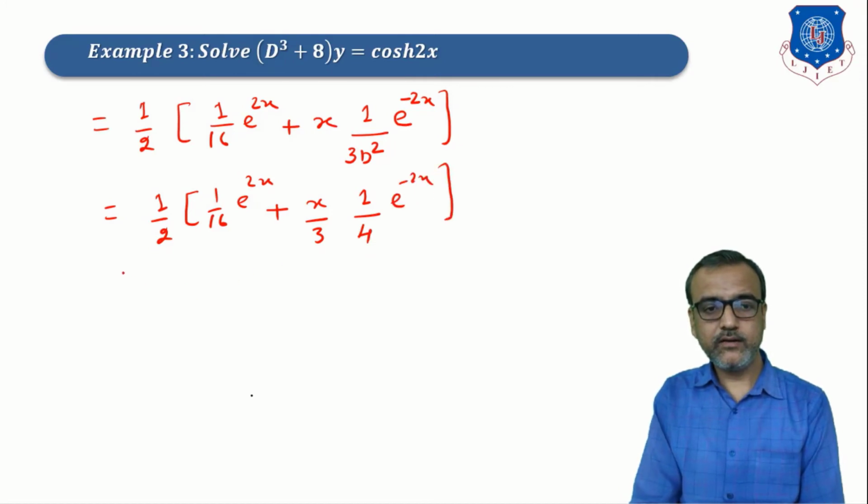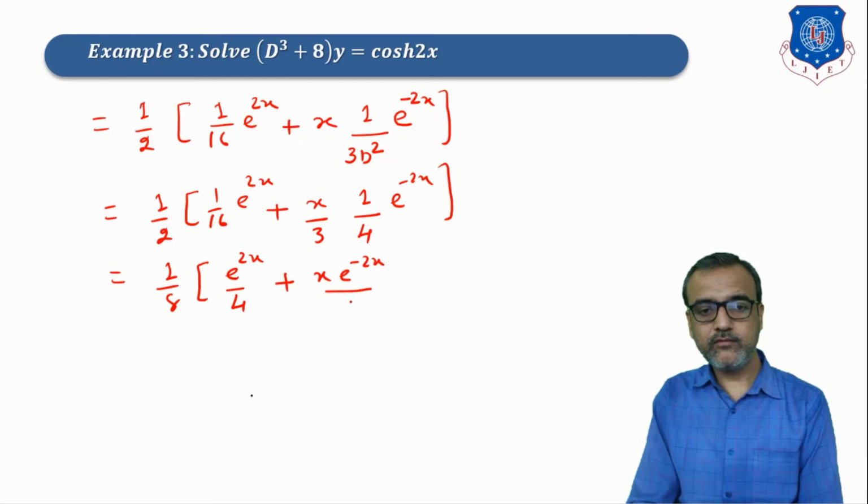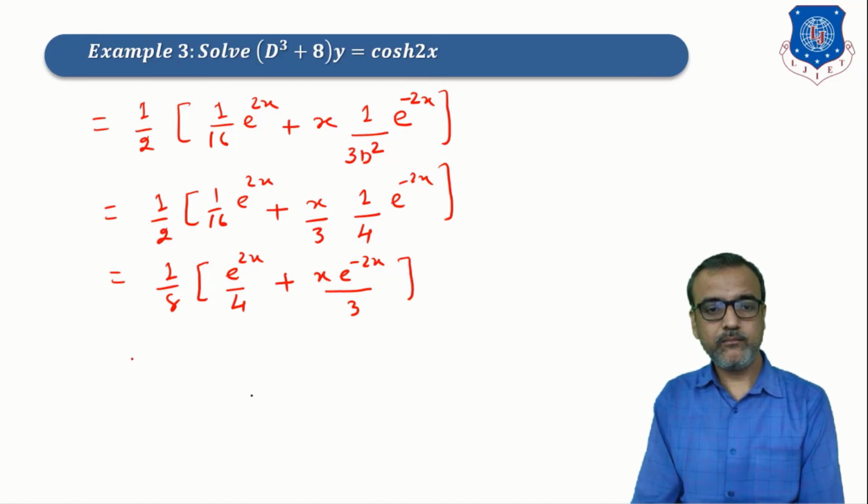Now we will take 4 common from the denominator and multiply this 2 by 4. So we have 1 upon 8 times e raised to 2x by 4 plus x e raised to minus 2x by 3. So this is the required PI.